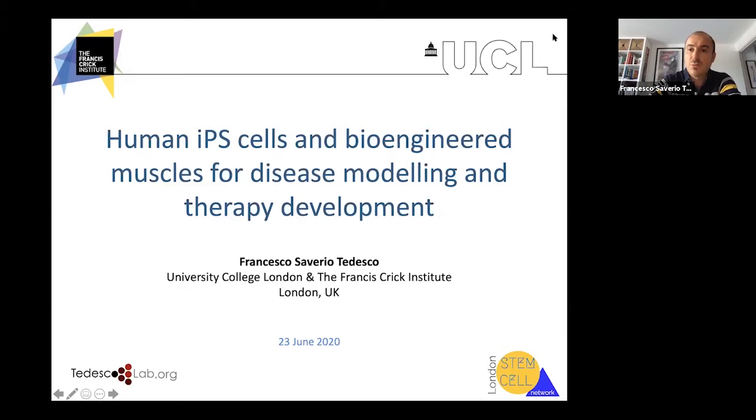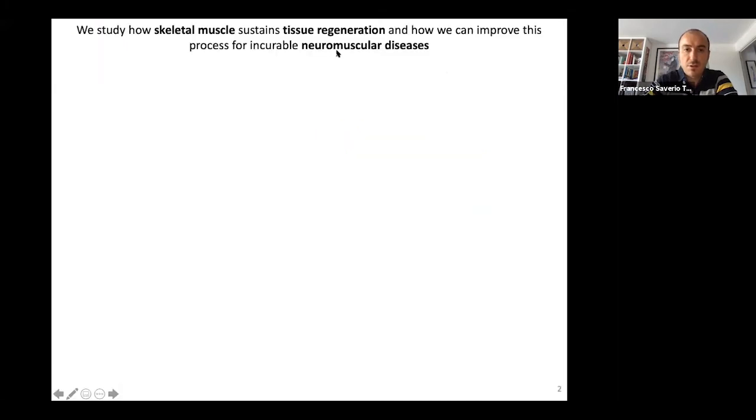As Dominic briefly mentioned already, my lab is at UCL, and from just a few months ago, actually just before the lockdown, we also have another attached lab at the Crick. So that's also another very exciting opportunity to foster new collaborations over there. Let me see if I can.